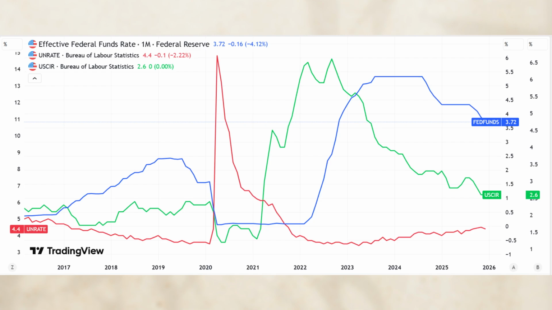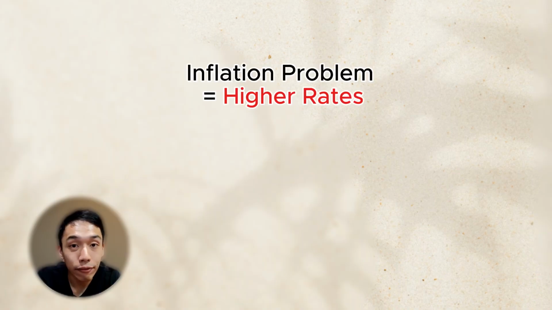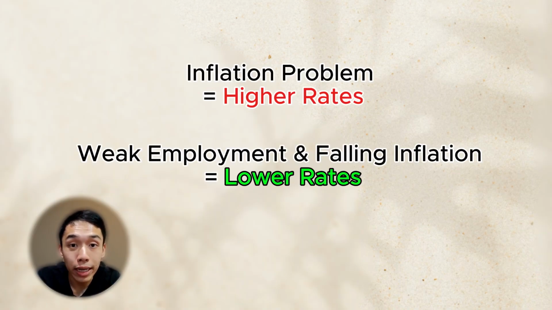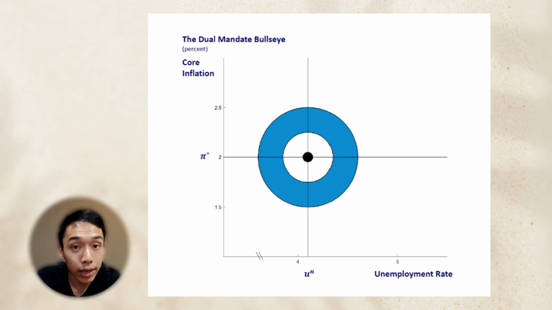Now, why does this matter for markets? Markets move based on which side of the dual mandate dominates. Inflation problem, expect higher rates. Weak jobs and falling inflation, expect rate cuts. Understanding this framework helps you anticipate the policy and not react to headlines. The Fed dual mandate is simple: stable prices and strong employment. Interest rates are just the tool to balance the goal.